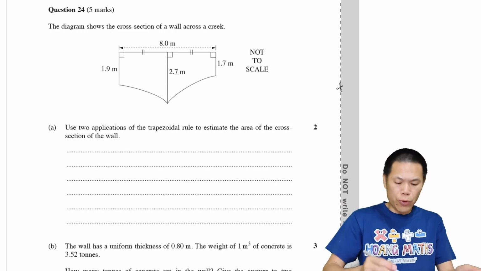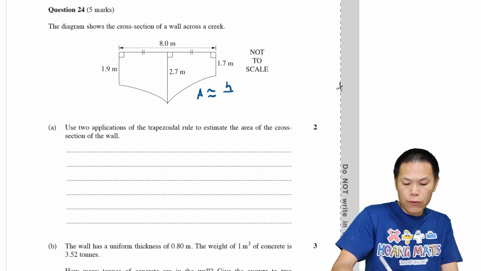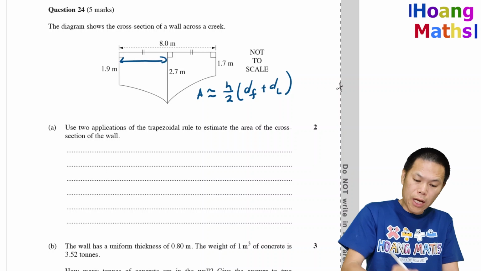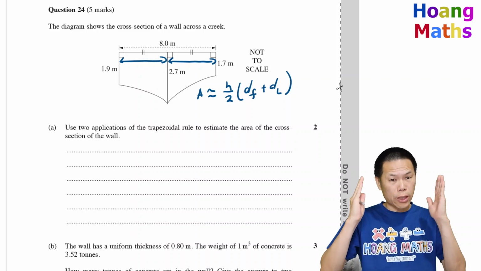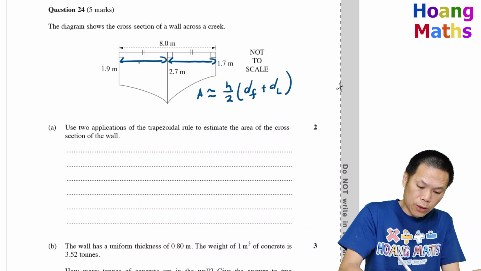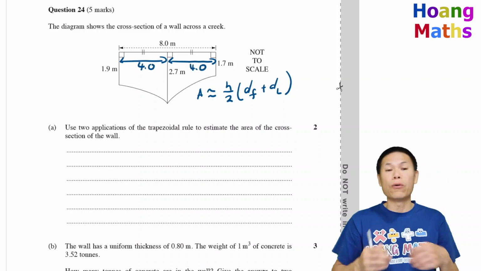Question 24. So we know the trapezoidal rule is A equals h over 2 times d first plus d last. And the height is the width of this strip here. So this is the height, and we have 8 meters altogether. So we divide by 2. 8 divided by 2 is 4. So this is 4.0, if you wish, correct to 1 decimal place, or 4.